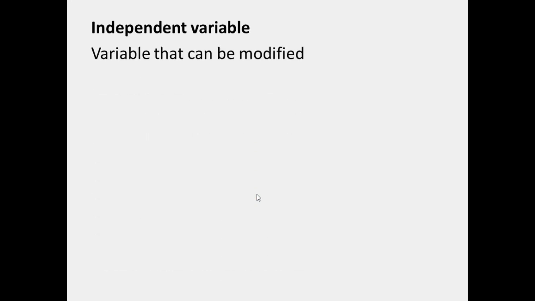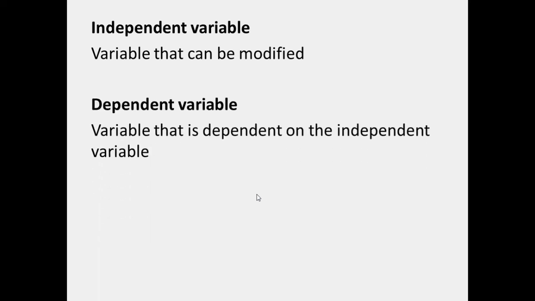So an independent variable is something that can be modified. That's why the term independent. It is not dependent on anything. It can be modified as and when we require it. Next one is the dependent variable. It is a variable that is dependent on the independent variable, right? That's why the name is dependent.